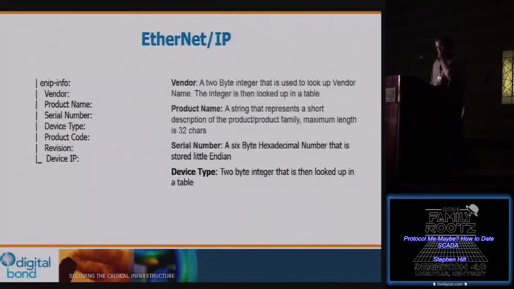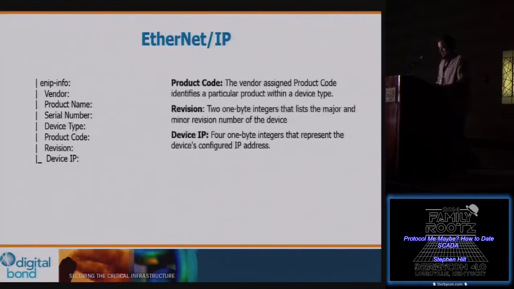So in our nmap script, there are a couple of different fields that we're going to pull out, one of which is the vendor. It's a 2-byte integer that we then look up. We got that vendor table out of the Wireshark dissector, so it's fairly accurate. The product name is that string you saw in the packet capture. Serial number is 6-byte hexadecimal that's stored in Little Endian. And then the device type is a 2-byte integer that we also look up in a table that we pulled out of the Wireshark dissector.